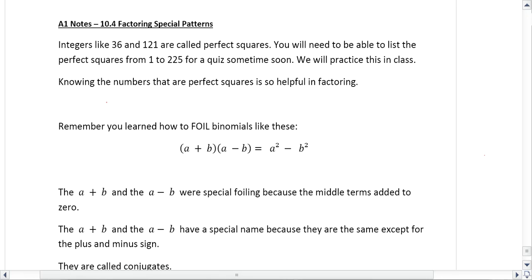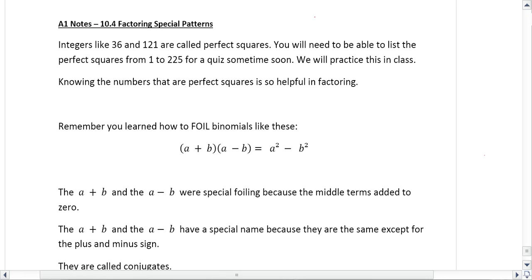This video is for Algebra 1, Chapter 10, Section 4, Factoring Special Patterns. So if we can learn to recognize some of these special patterns, the factoring can be so much easier and you can save yourself a ton of work that you don't have to use the diamond method for.